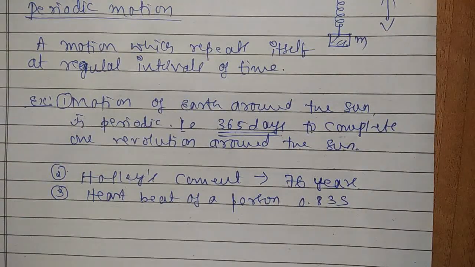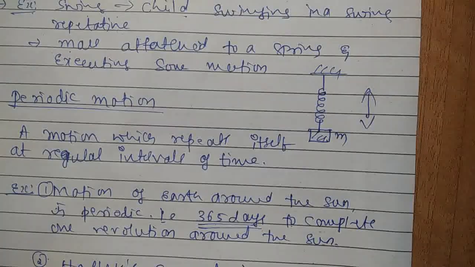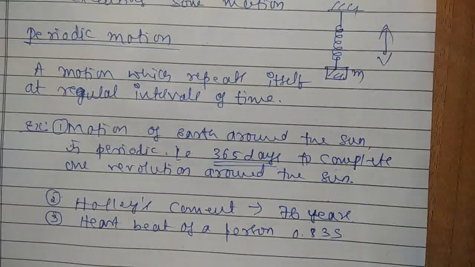One is the motion of the earth or revolution of the earth around the sun, that is nothing but 365 days. After 365 days the motion will get repeated again by itself. Okay. Another type of periodic motion is the comet, which is having a time period of 76 years, and again the heartbeat of a person is around 0.83 second. So these are the few examples of periodic motion. So hope you have understood what you mean by periodic motion.